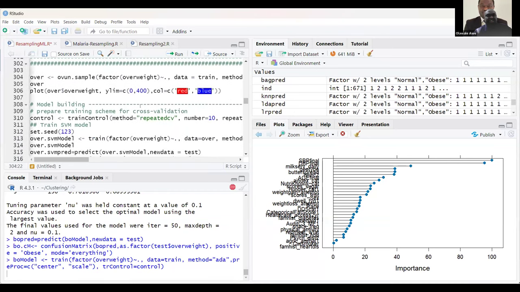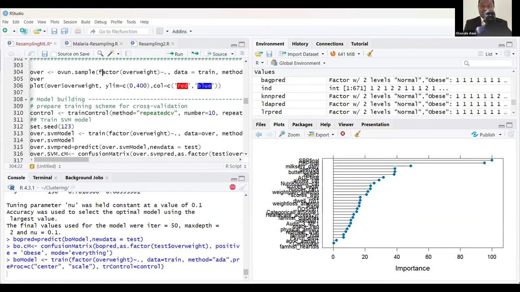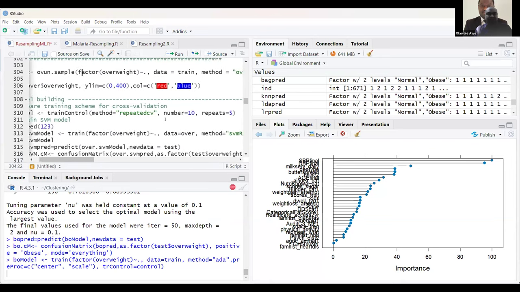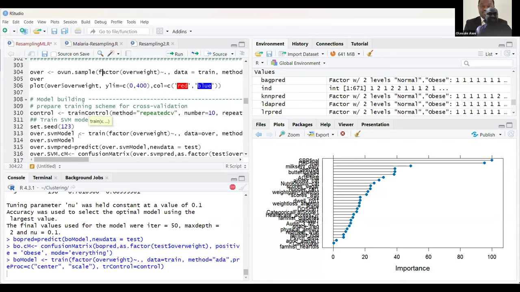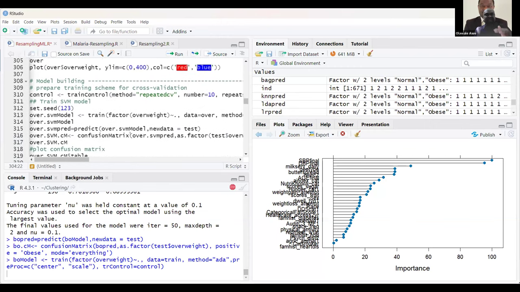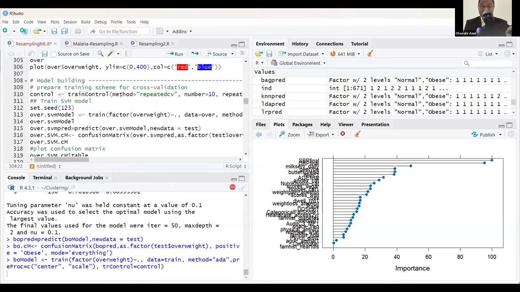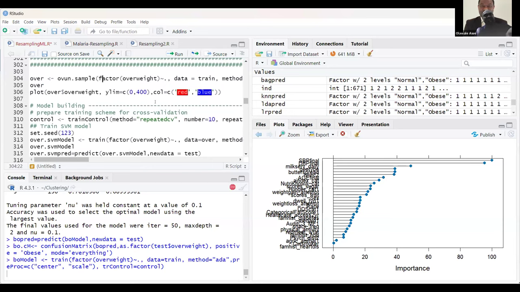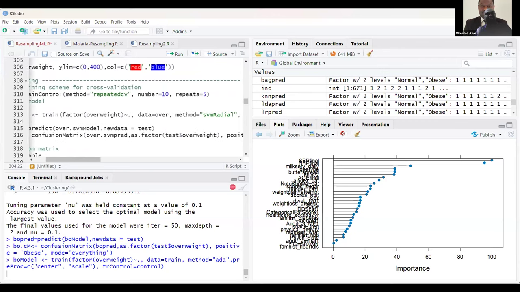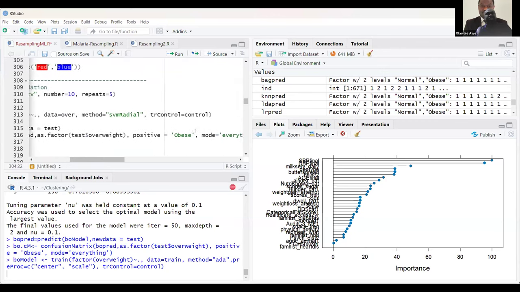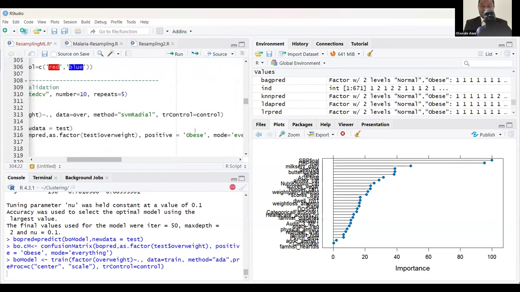Now you will begin to build the models all over again. Notice what will change here. We are building the same set of models with the oversampled data, which is over. I'm building the support vector machine again, the same process. The data is now over, no more train. The data now is the one I created here, not train any longer. I'm going to follow the same process, and you'll see slightly improved results.